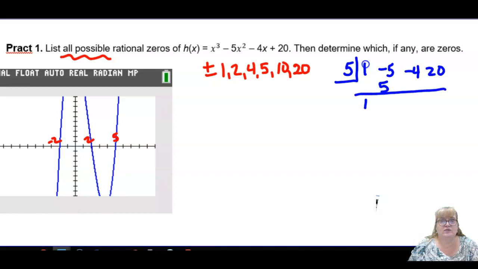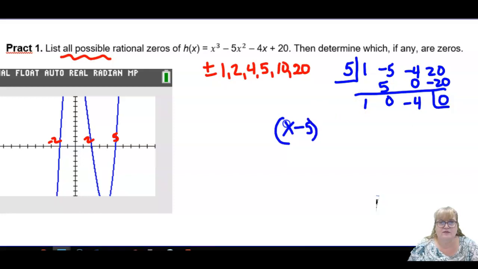Bring down, multiply, add, multiply. Be careful, this is where I usually make a mistake. 5 times 0 is 0. Add is -4, -20. Okay, if it doesn't turn out with a remainder of 0, we did something wrong. All right, now we have to think about what this depressed polynomial means.